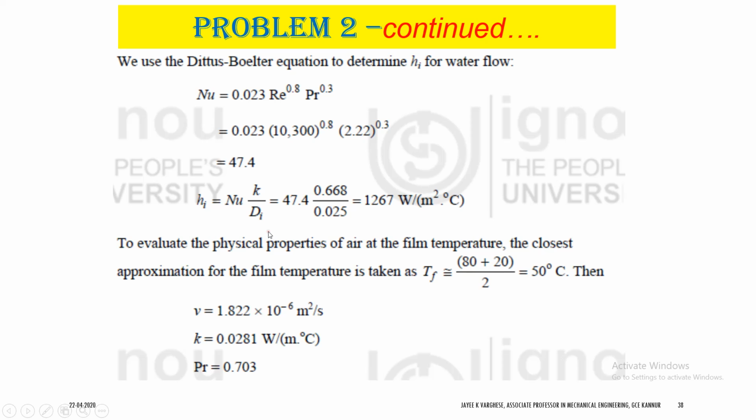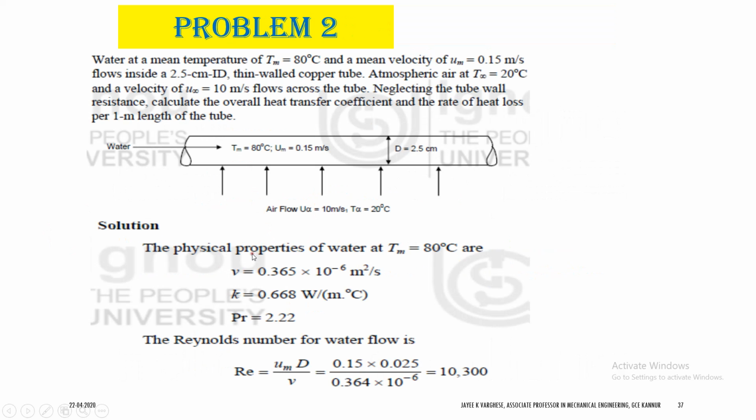To calculate the heat transfer coefficient at the outer surface, we should know what type of convection that is. The outer surface is cooled by blowing air across the surface. So here the characteristic dimension again will be the diameter of the pipe, since it is flowing across the tubes. It is an external flow, and it is air.